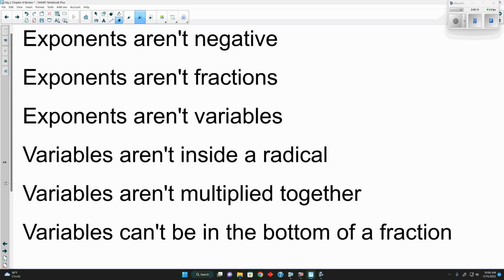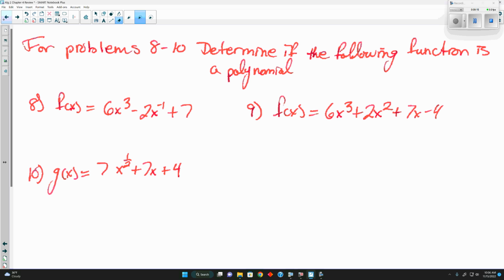So if we look back at these first few, number 8, is it a polynomial function? No, because we have x to the negative 1. It doesn't work. That's one of the ones we listed off.